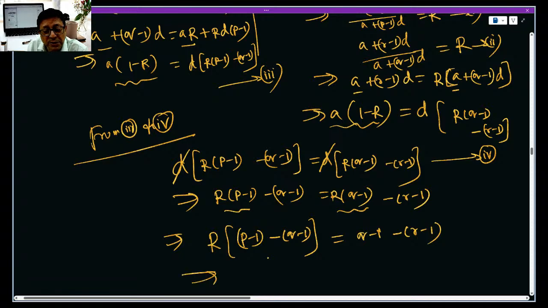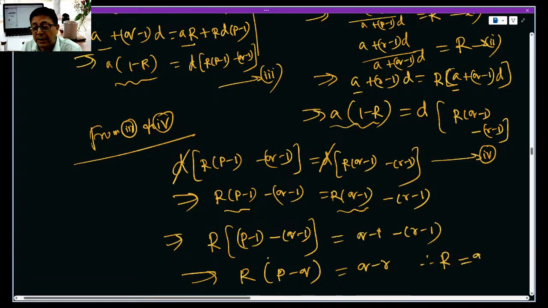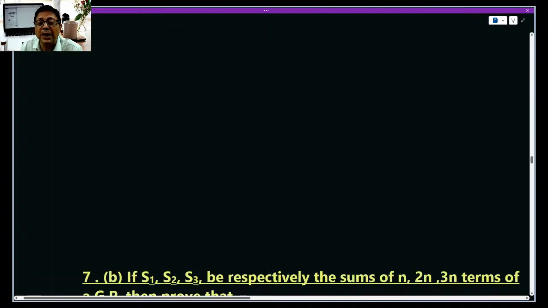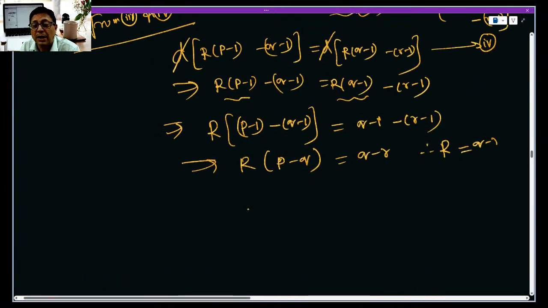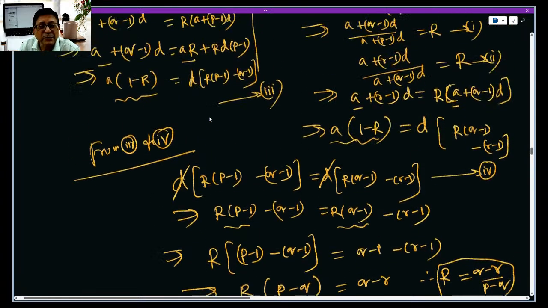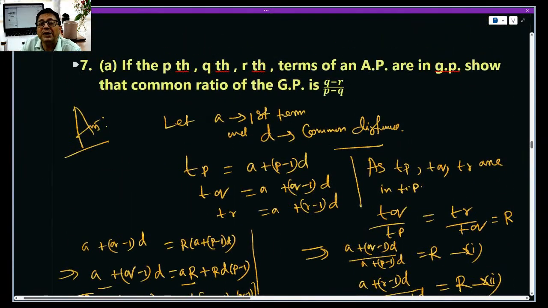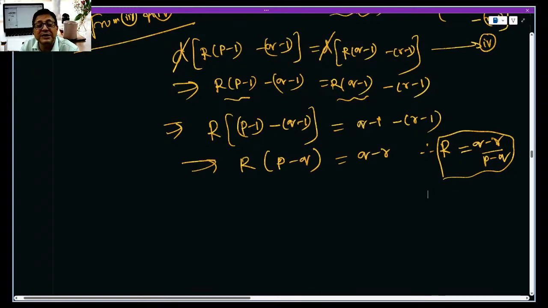So this implies what? R into P minus Q equals Q minus R. Therefore, the common ratio is becoming Q minus R by what? Q minus R by P minus Q. It's a big one, but I have done it. Q minus R by P minus Q. Exactly the same answer I got. Okay?